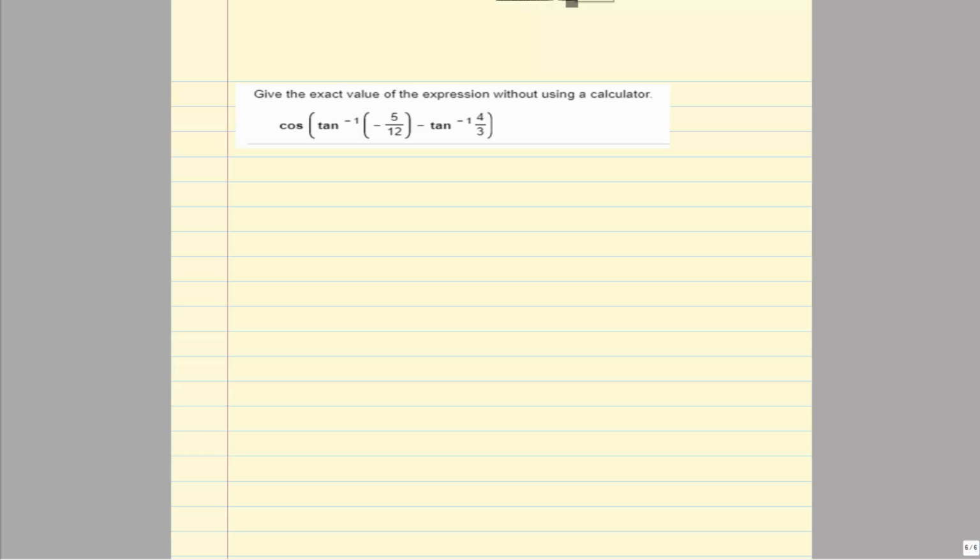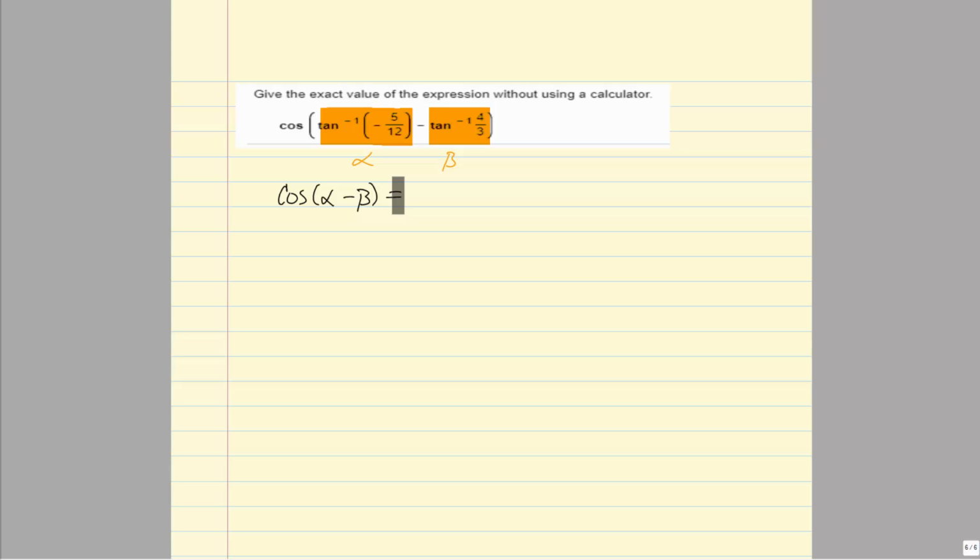Well, let's remember what these mean. This is some angle and this is some other angle. So what I'm going to do is call this one alpha, and this one beta, because I know they're some angle, because remember, for an inverse trig function, I say what angle, what angle, what angle. So this looks like cosine of alpha minus beta. Now this should be a little bit familiar to you from the last unit.